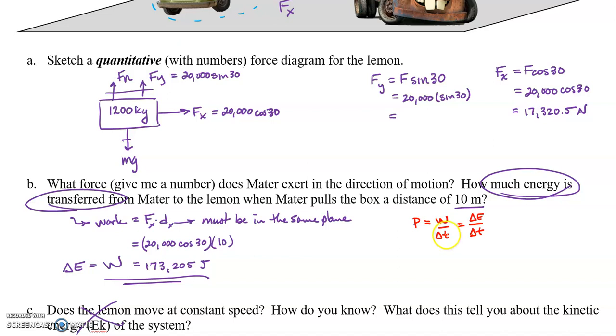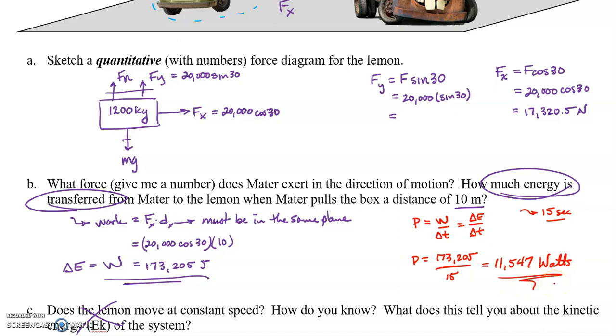And so all I've got to do is say, well, if that's the work that was done, then I just need to know the time. So let's just say it took 15 seconds. Again, not in the problem, but I'm just making this up as I go. Then I could say the power is equal to 173,205 divided by the 15 seconds. And if you crunch those numbers, you will get 11,547, and the units would be watts. All right, so that would be the power.